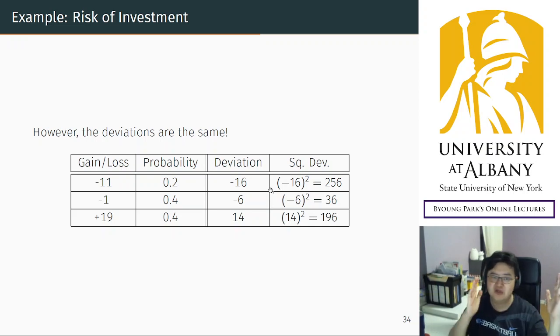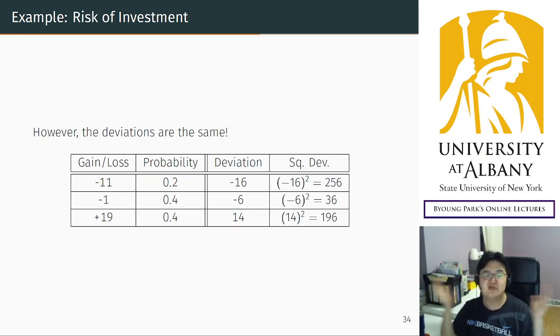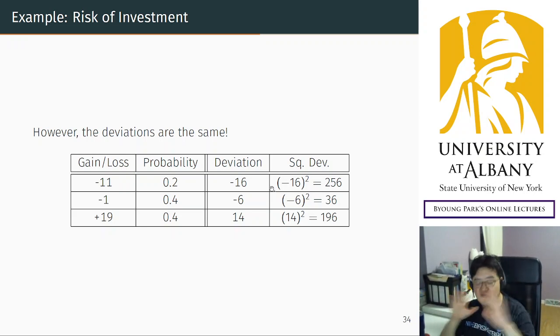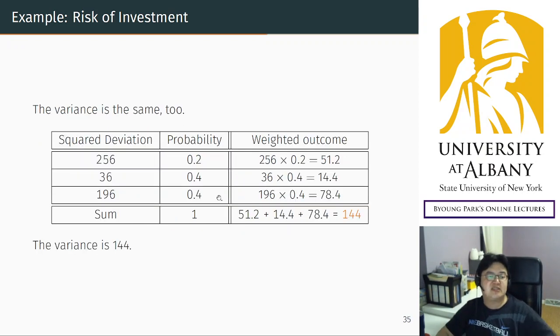So if everything shifts parallel in one direction, then the distance does not change. Everything is a parallel shift, so the variability is not affected at all. It's only about where the center is, right? So subtracting one only affects the location, but not the distance. That's the intuition behind this result. The variance is the same.